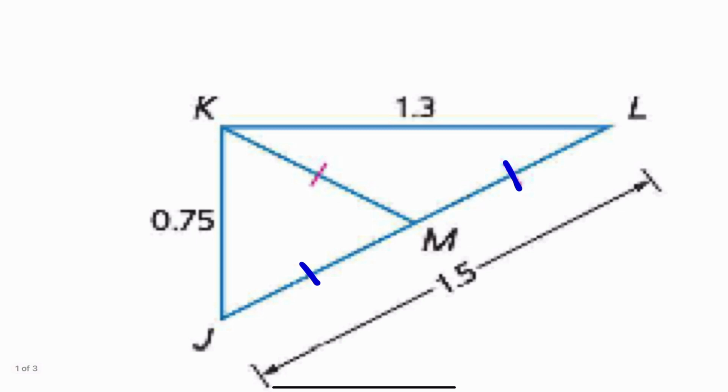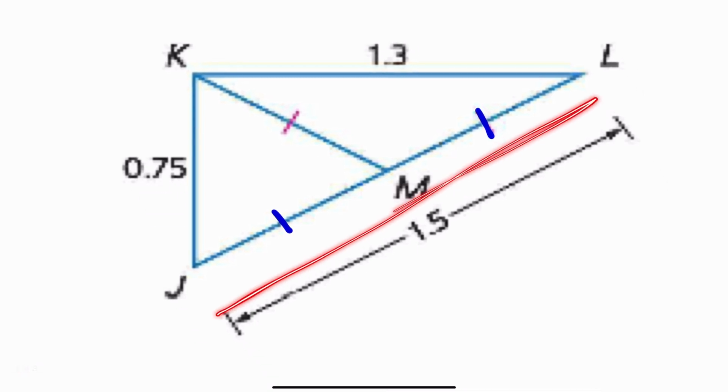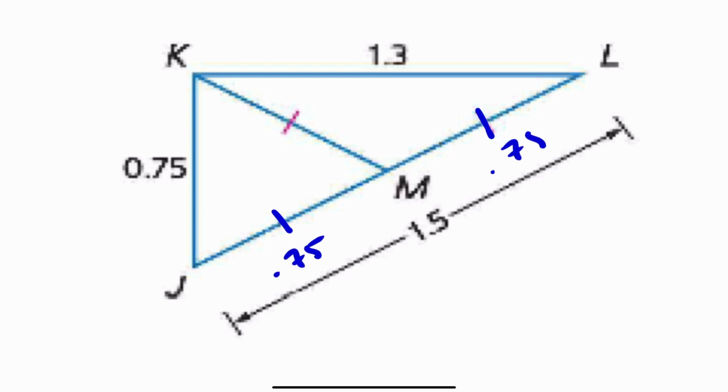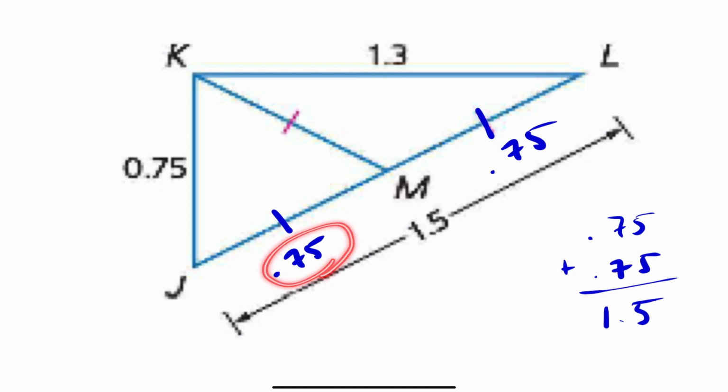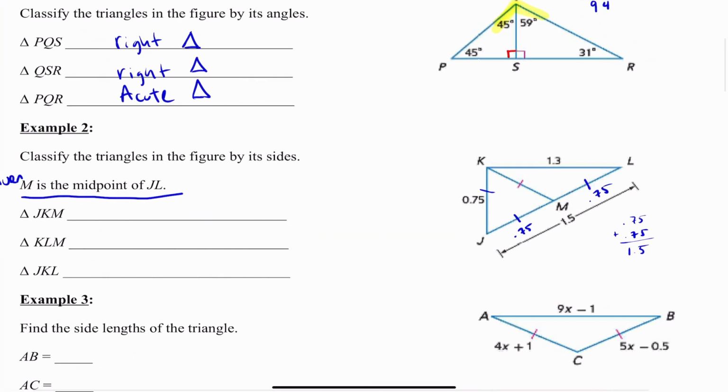So we know that the measure of JL is 1.5, okay? And 1.5 divided by 2, because this and this are congruent or equal to each other, this has to be 0.75, and that is 0.75. And remember, 0.75 plus 0.75 is 1.5, okay? All right, so let's go ahead and, oh, I just noticed something. Since this is 0.75, and this is 0.75, I can go ahead and draw that tick mark there as well. So one tick mark there as well. Okay, let's go ahead and take a look at these things.